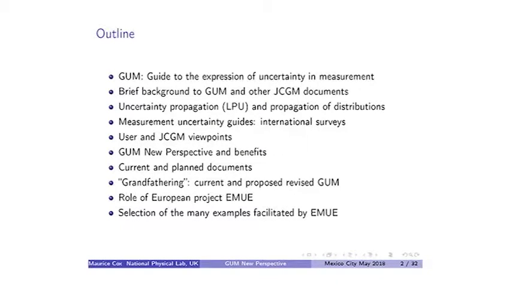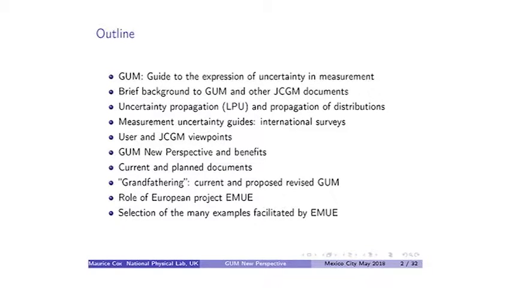The part of the GUM that many of us are familiar with in formulating uncertainty budgets is the law of propagation of uncertainty. But also the GUM Supplement 1 and Supplement 2, as mentioned by Jesus, go further. They propagate distributions rather than simply uncertainties, and so give us a more general way of propagating uncertainties. I should give the user and the JCGM viewpoints on various aspects of measurement uncertainty, and then I'll speak about the GUM new perspective, which is a new paradigm for uncertainty evaluation.